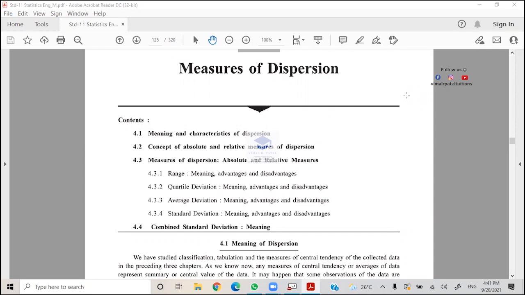Now, chapter 4 of statistics, measures of dispersion. Dispersion in the literal sense means variation. Variation in the given data, variation in given observation, information is called dispersion. So how far or how scattered the observations are from the average.